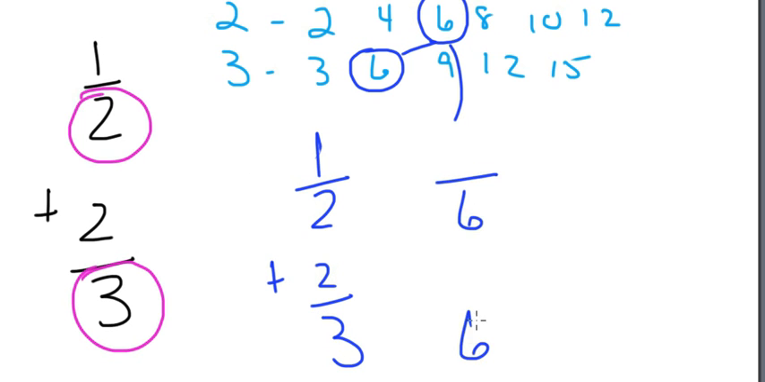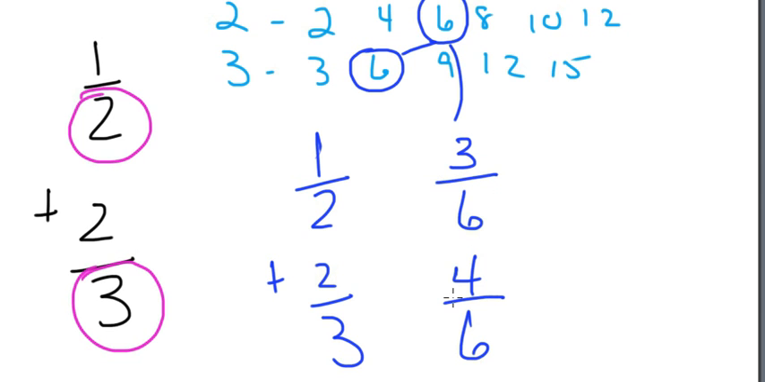Okay, and then what I'm going to ask myself, there's two ways I can do this. I can say 6 divided by 3. How many times does 3 go into 6? 3 goes into 6 2 times. 2 times 2 is 4. Okay, I can do it that way. 2 goes into 6 3 times. 3 times 1 is 3. Okay, I can do it this way.